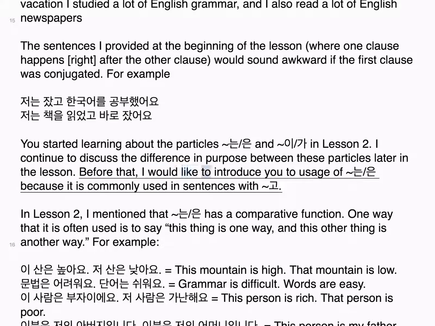Before that, I would like to introduce you to the usage of 는, because it is commonly used in sentences with 고. In lesson 2, I mentioned that 는 has a comparative function. One way that it is often used is to say this thing is one way, and this other thing is another way. For example, 이 산은 높아요. 저 산은 낮아요. This mountain is high, that mountain is low. 문법은 어려워요. 단어는 쉬워요. Grammar is difficult, words are easy. 이 사람은 부자예요. 저 사람은 가난해요. This person is rich, that person is poor.